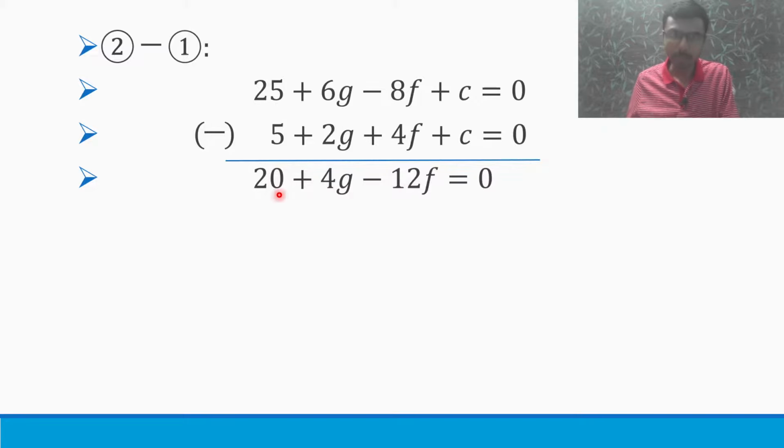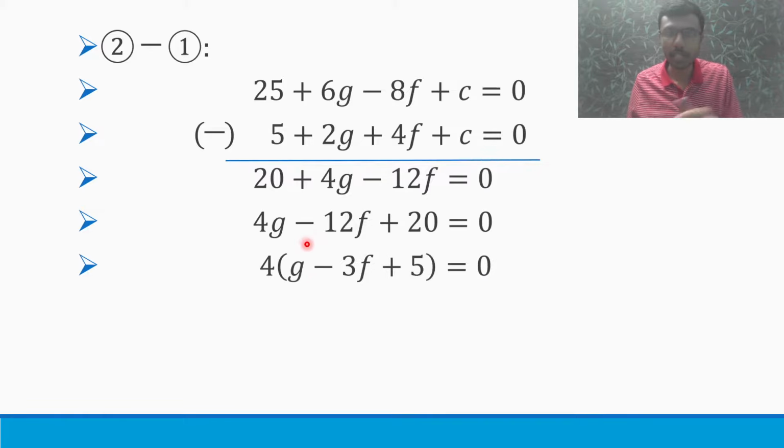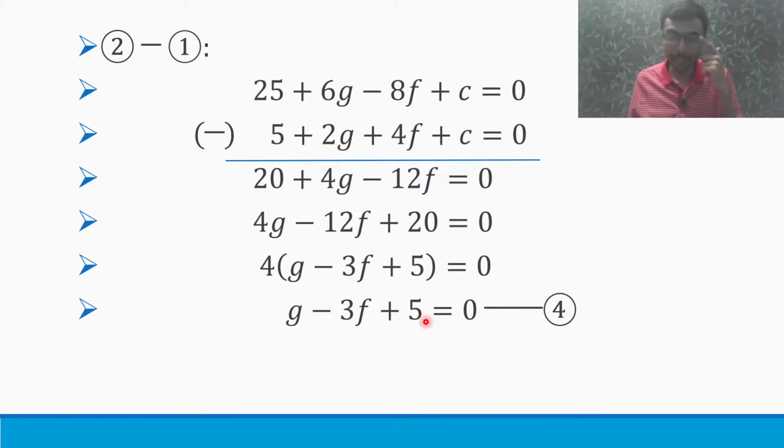Now next, write it like g, f and constant. So I'm going to write 4g first and then minus 12f plus constant equals 0. If you observe, in these terms I can take 4 common. If I take 4 common, I'll get g minus 3f plus 5 equals 0. Send the 4 here; 0 by 4 is nothing but 0. So ultimately I'll get g minus 3f plus 5 equals 0. Mark this as equation 4.